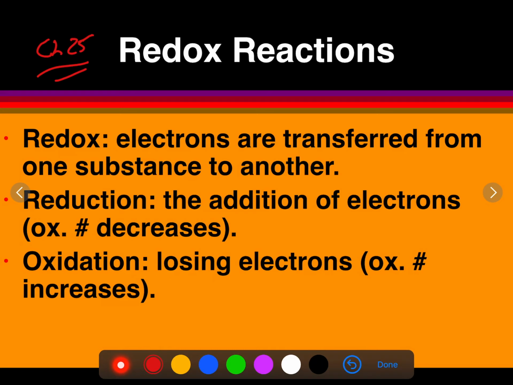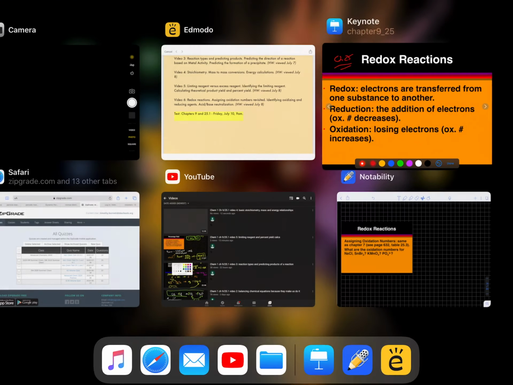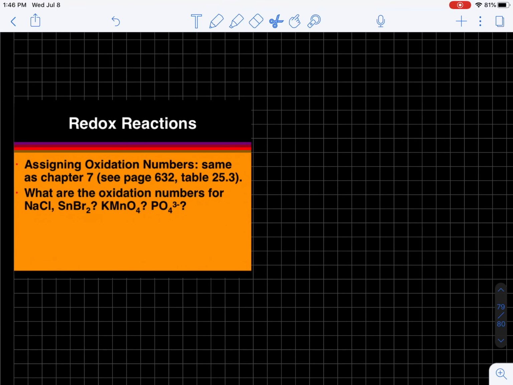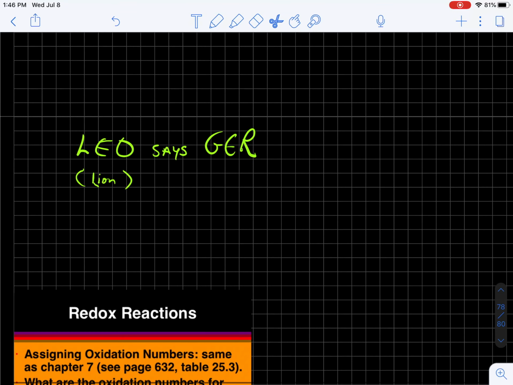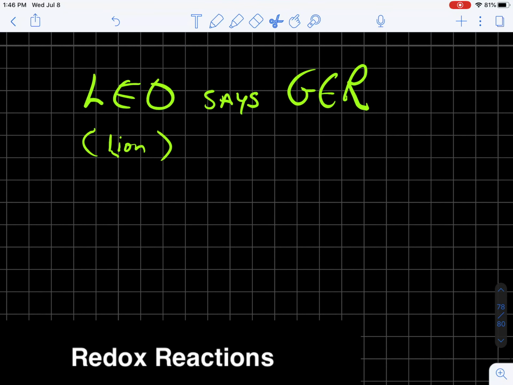So reduction means your oxidation number becomes more negative when it's a product, and oxidation means that you're creating a deficiency by losing electrons, so your oxidation number becomes more positive. One of the ways that they teach students to remember this is an old saying, says, Leo says grr.